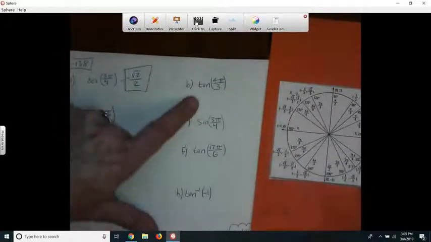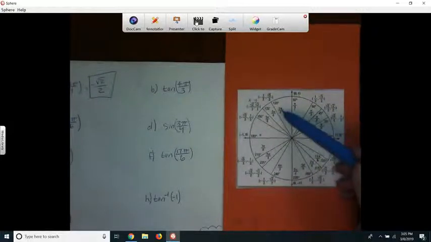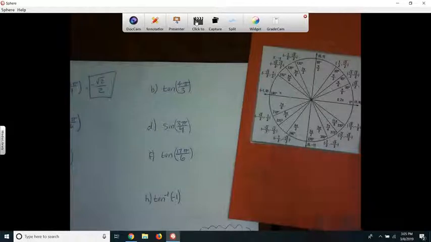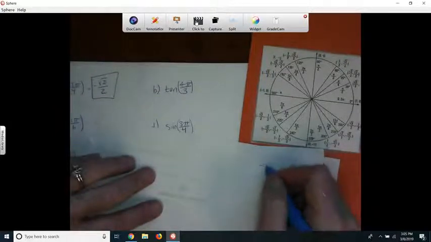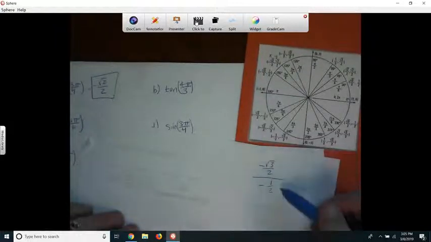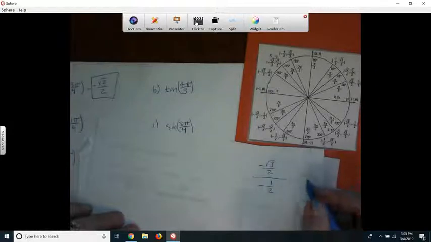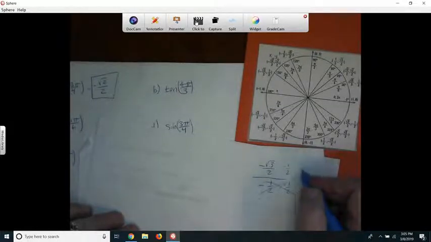And for B, they want tangent of 4 pi over 3. So tangent is sine over cosine. So let's find 4 pi over 3. So here's 1 pi over 3, 2 pi over 3, 3 pi over 3, 4 pi over 3 is right down here. I'll have to do fraction math now. It's going to be negative root 3 over 2 over negative 1/2. Okay, so tangent is sine over cosine. So that's why I did that. And then this, I'm just going to multiply the top and bottom by negative 1/2. Okay, that cancels out, and then this becomes root 3 over 4.